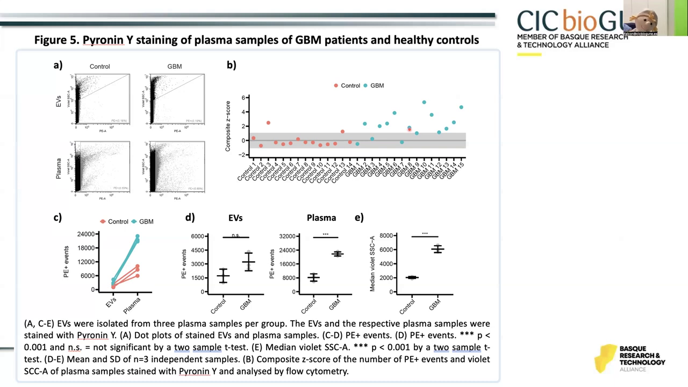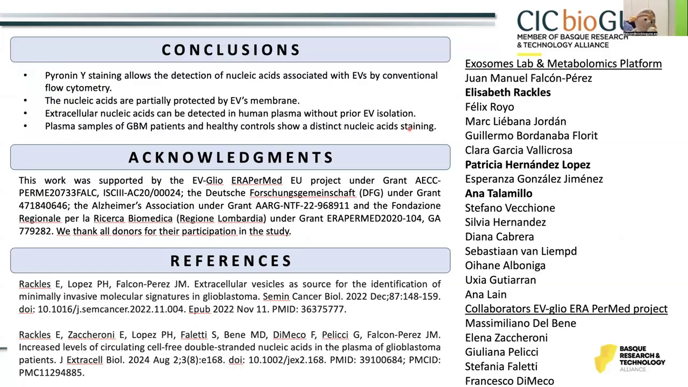So, with that, I think the conclusion is that with this pyronine Y staining, we are able to detect nucleic acid associated to the vesicles by non-conventional flow cytometry, by the CytoFLEX staining. Then we are also able to detect in plasma directly, and we obtain that the plasma samples from glioblastoma patients show a distinct nucleic acid pattern, and this is good to continue with them.